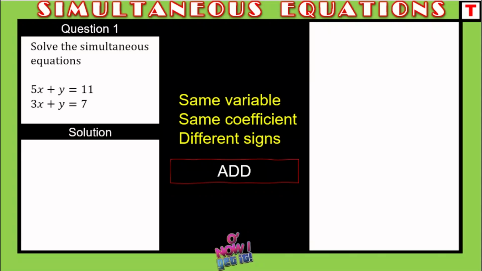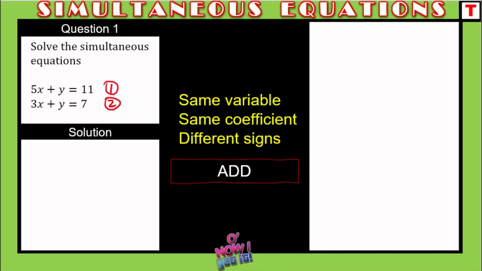So the first thing we're going to be looking for is the same variable, same coefficient, or the number that is multiplying the variable, and different signs. Let's have a look at different signs at the moment. When I look here at the equations, this is equation 1 and this is equation 2, I can see that both equations have the same sign. And because I want different signs, I need to change the signs on one of the equations.